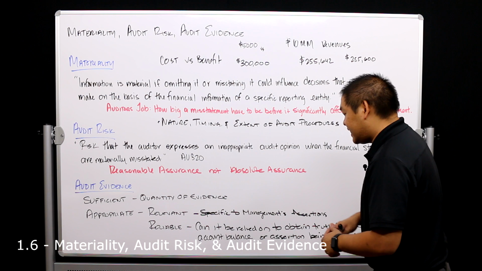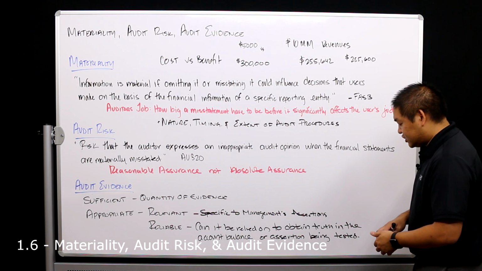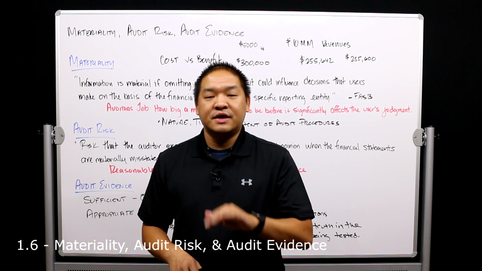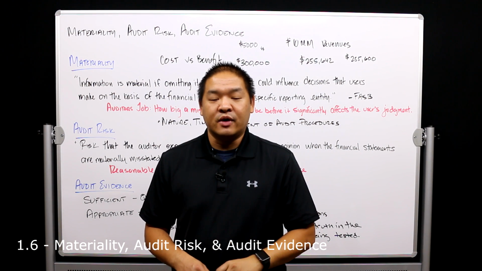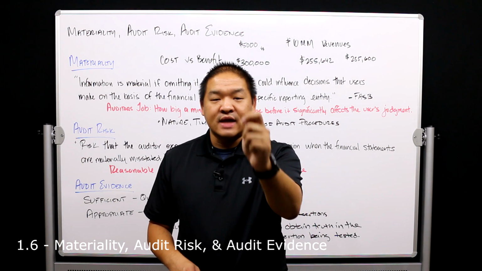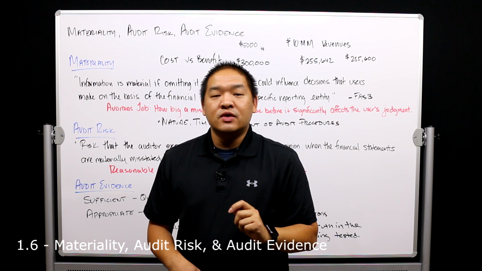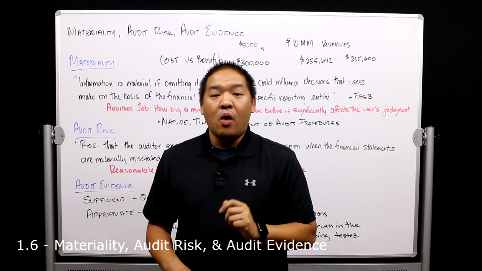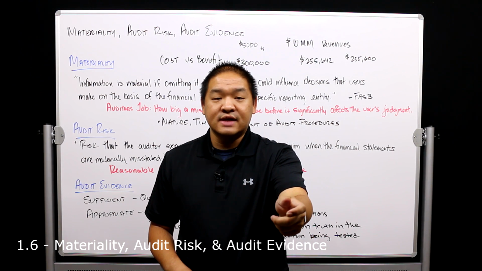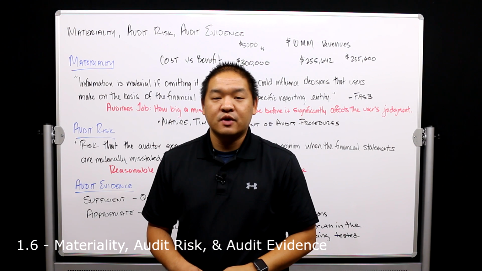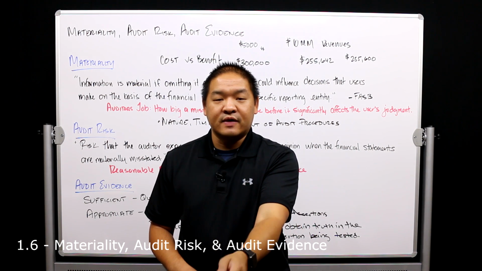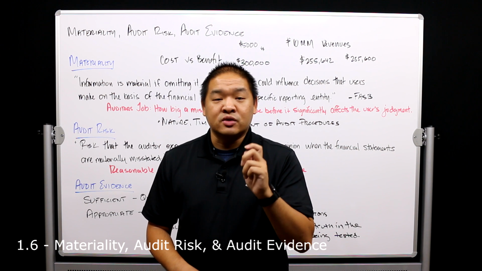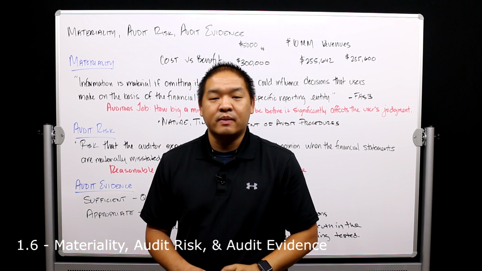Now, reliability asks: can it be relied on to obtain the truth in the account balance or the assertion being tested? Let me give you an example. Let's say you are looking at the cash balance of a company. What's more reliable? Number one, management gives you a copy of the bank statement. Number two, you look at the journal entries that make up that cash amount. Number three, you send a letter directly to the bank and the bank sends it directly back to you, confirming the balance.